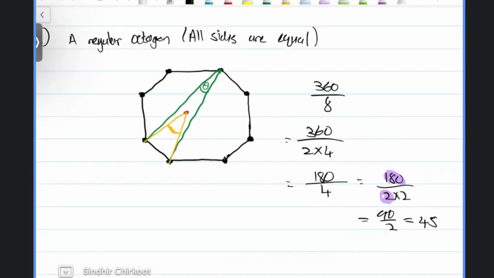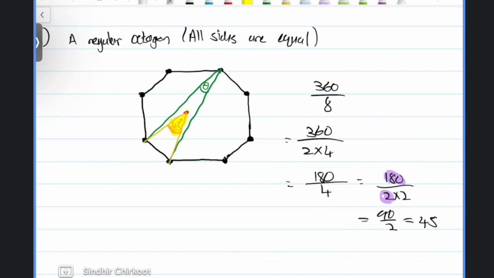So you can do it step by step. If you aren't comfortable, just go exactly 360 divided by 8, which is 45. Okay, so now we know that this is 45 degrees. We know that this piece inside here is 45 degrees. This piece inside here is 45.